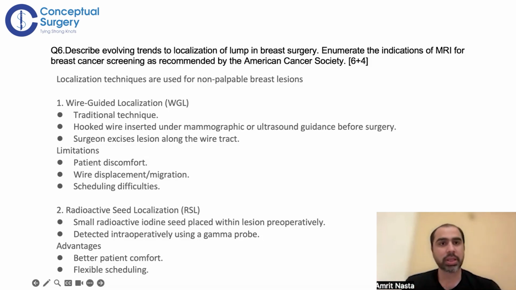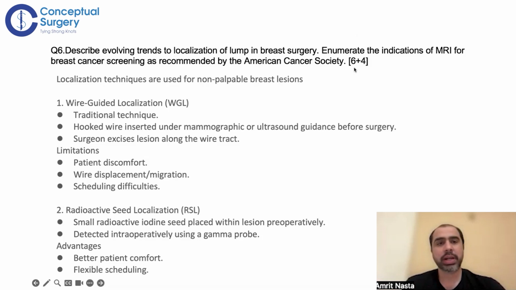So what will you see in this question? It's a 6 plus 4, 10-mark question. Describe the evolving trends for localization of lump in breast. Okay, which means if I'm going to do a breast surgery and there is a lump which I can't feel clinically, then how do I localize it either preoperatively or intraoperatively so I can excise it? That is part number one.